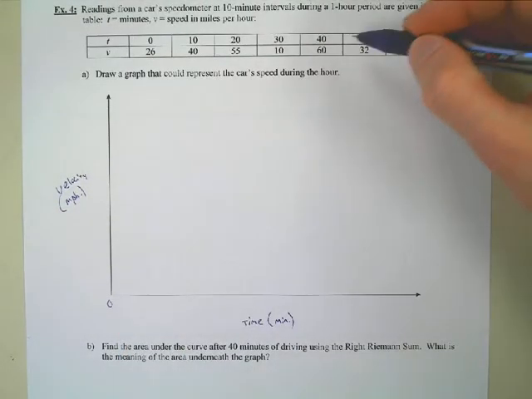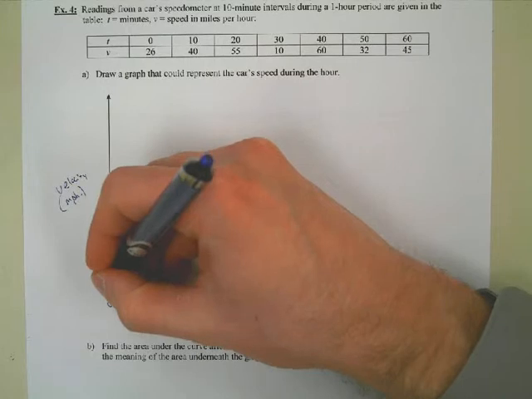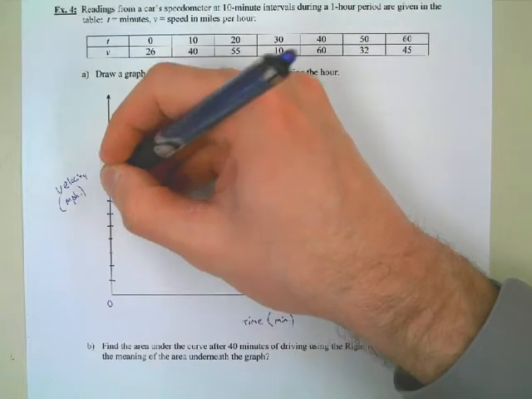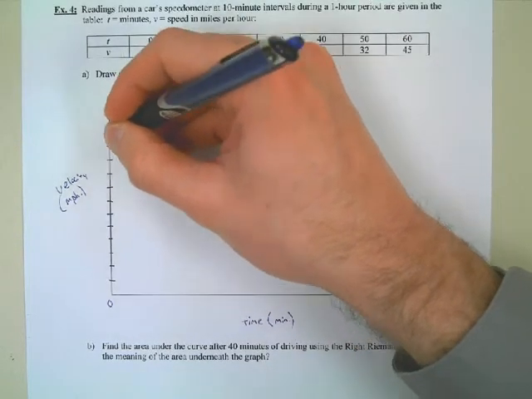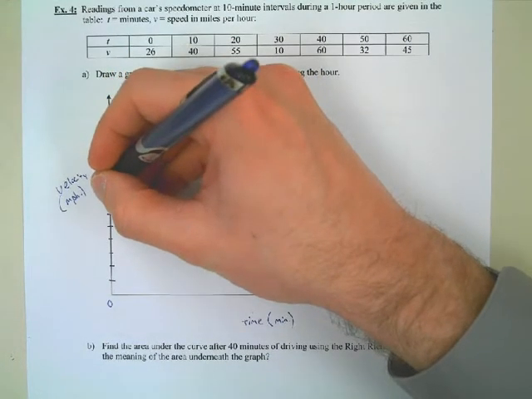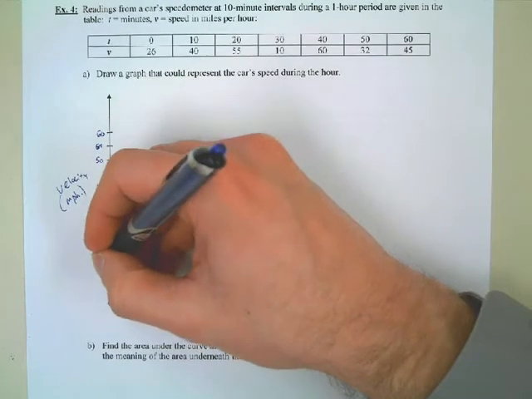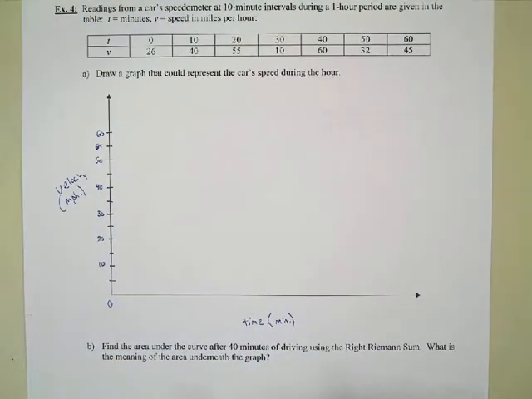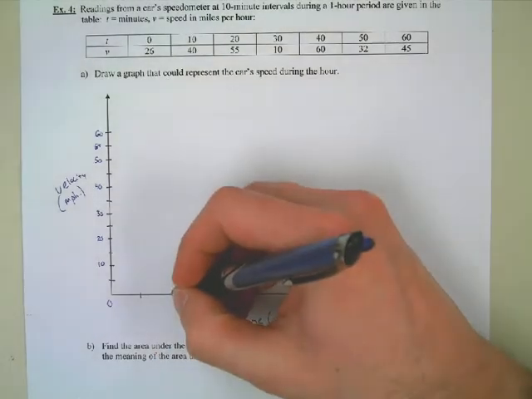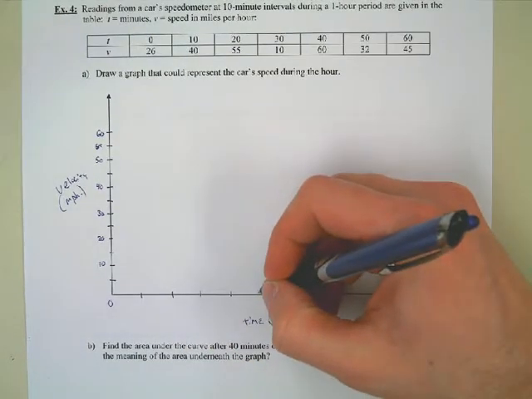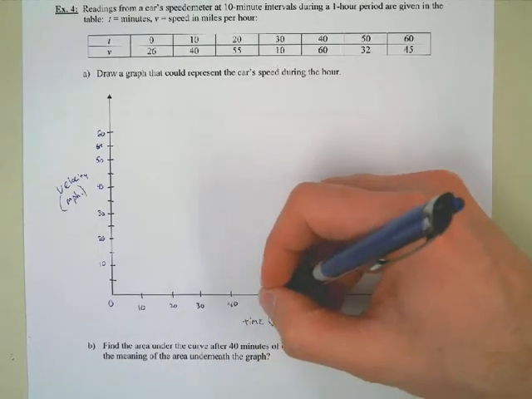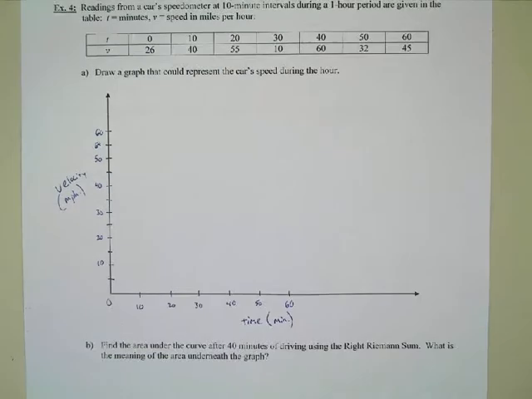So let's see, the highest we have to go is 60. So I think counting by 5 should be good. So 5, 10. Okay. And then our time interval goes out to 60, so I guess we can do the same. Okay.